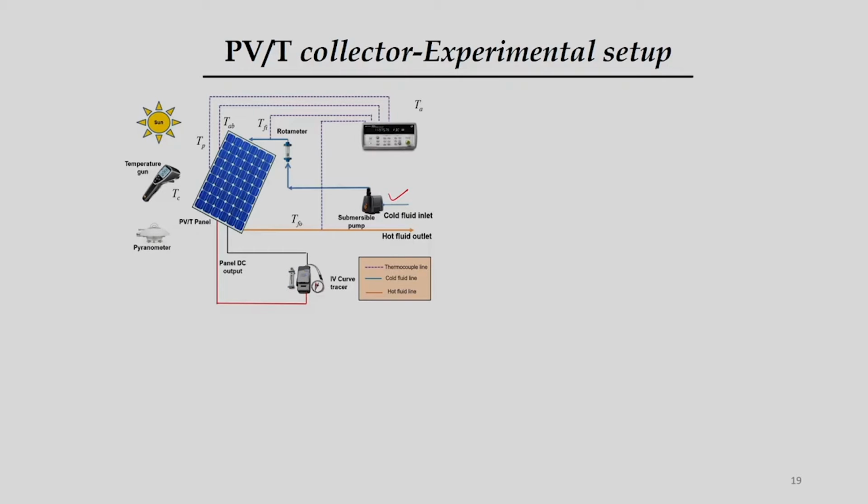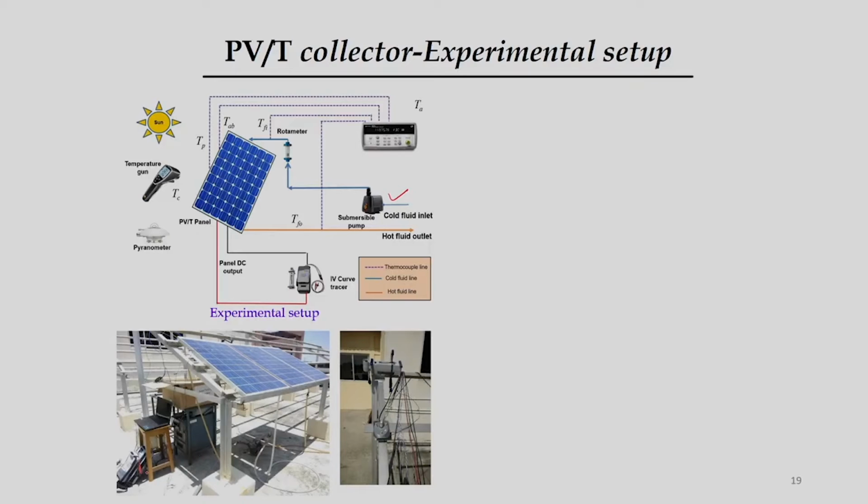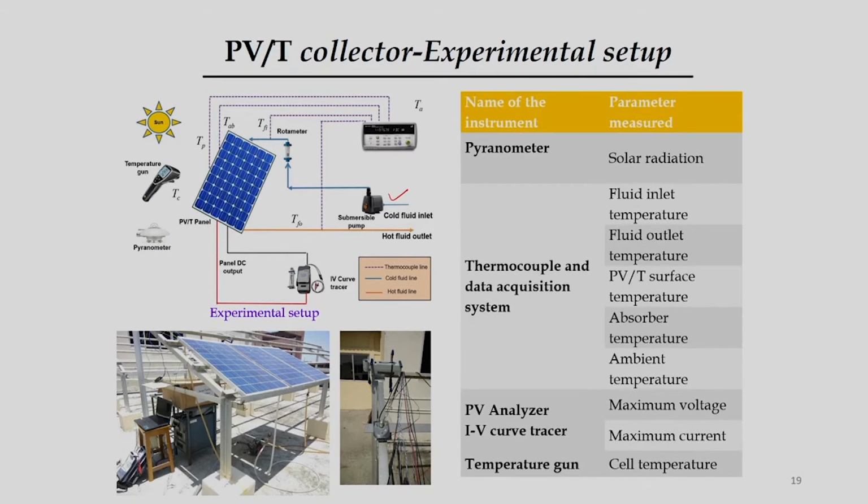different locations. So, this is the photograph of the experimental facility that we have developed at IIT Guwahati, and the instruments used and their measuring parameters are shown in this table. Like, pyranometer is used for global radiation, and thermocouples and data acquisition systems are used for fluid inlet and outlet temperature, PV surface temperature, absorber temperature, ambient temperature, and PV analyzer is used for maximum voltage measurement, and IV curve tracer is used for maximum current measurement, and temperature gun is used for cell temperature.